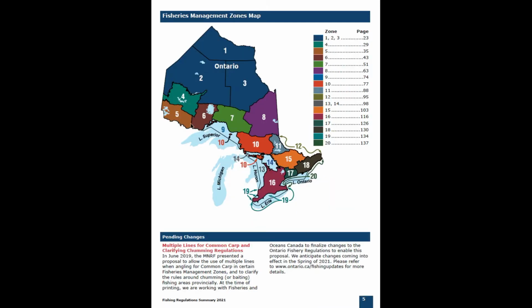This is a map of Ontario, and it shows the fisheries management zones. So there are 20 FMZs in Ontario. Each of them has their own different limits, rules, fish that you can catch there, or fish that are even there to begin with. It starts with number 1 way up in the far north and works its way down until Lake Ontario, which is zone 20.